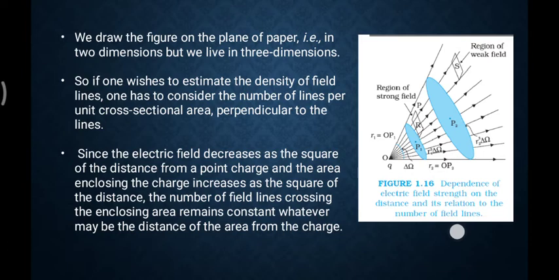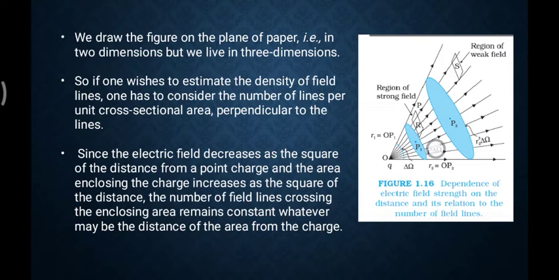To estimate the density of the field lines, one has to consider the number of lines per unit cross-section area, which is perpendicular to the lines. This is the definition, from which you can understand the number of field lines passing through a specific area. If you select a specific area R, and the same area S, the number of field lines passing through R you can count: 1, 2, 3.